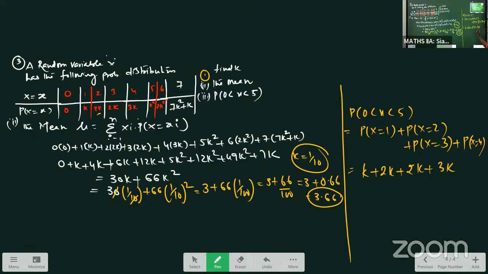So how much is this in total? It will become 8k. So 8 into, what is the k value? k is 1 by 10, substitute 1 by 10 here. Again, don't cancel out here, don't do all these things. So here 8 by 10, you can write directly 0.8 is your answer. Okay, this is last time's question.